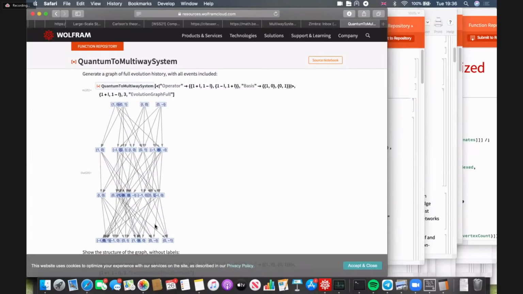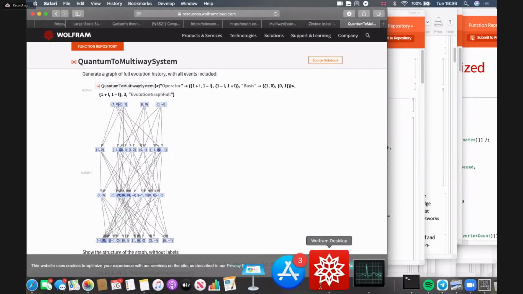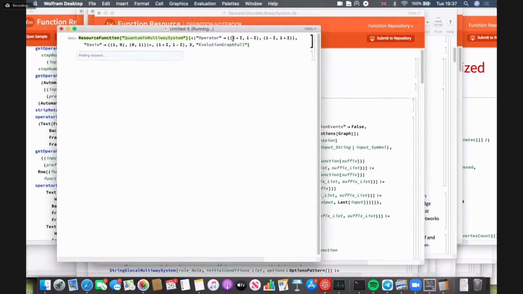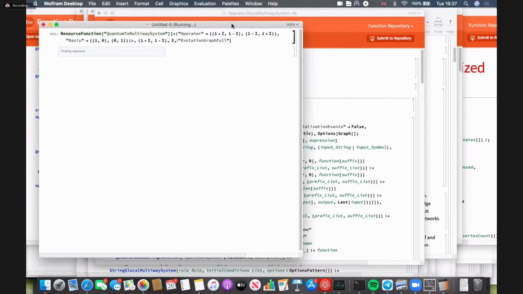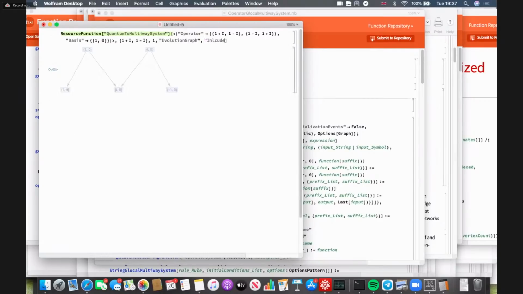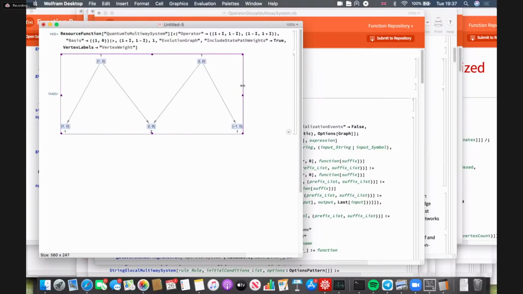Okay, but so this is a discretization of the quantum amplitude represented as a pair of numbers. I don't quite understand that. So, what's going on here? Graph, one step, let's say, includes state pathways. Vertex labels, vertex weights. Yeah. Okay, all right. That might be simple enough for me to understand. So what's going on here?